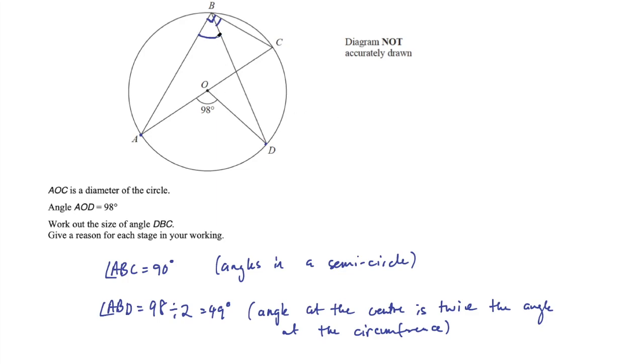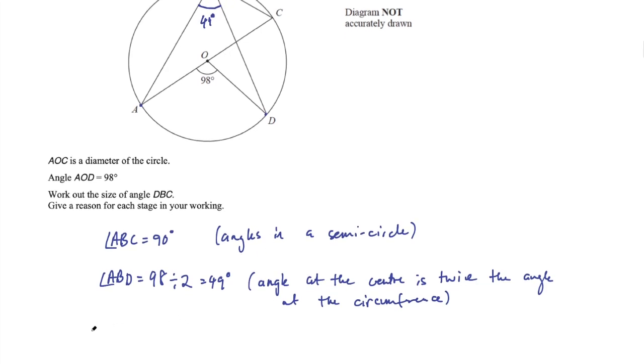So if this angle in here, ABD, is 49 degrees, this whole angle ABC is 90, this angle in here is going to be 90 subtract 49. So angle DBC equals 90 take 49, and that is 41 degrees. And we don't need to give a reason, that's just arithmetic. So final answer there, 41 degrees for that first question.